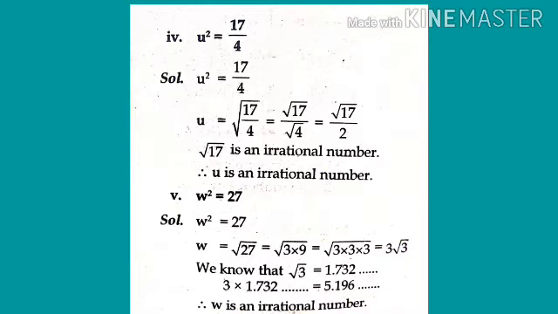Question number 5. w square is equal to 27. Solution. w square is equal to 27. Then w is equal to square root of 27. We write 27 as 3 into 9. That is equal to square root of 3 into 3 into 3, that is equal to 3 root 3, because square root of 9 is 3. We know that root 3 is equal to 1.732 and so on. So that implies 3 into 1.732 and so on. So that is 5.196 and so on. So we know that it is an irrational number because it is a non-terminating, non-recurring decimal.